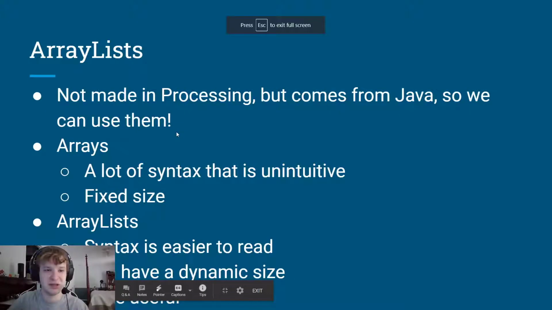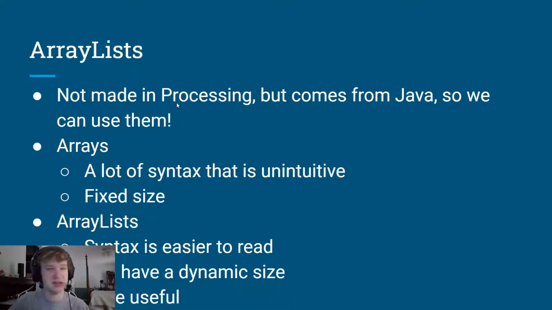Alrighty, so let's talk about that. Now, I do want to point out that an array list is actually not made in Processing. It's not in the Processing language necessarily. But it is in the Java language. And since Processing is just built on top of Java, we can make use of them. But we're not making use of it from the Processing side, we're making use of it from Java. It's not that important, but I wanted to point that out here.